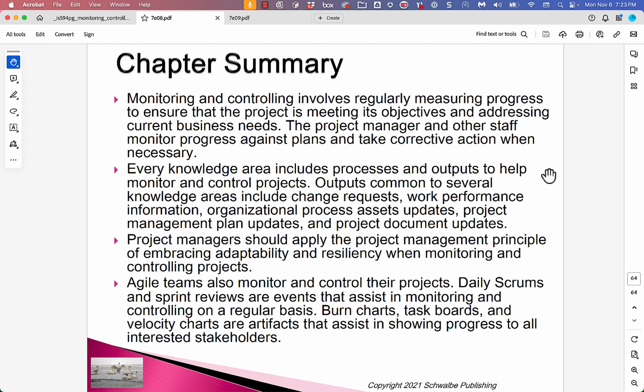And that's it. So we're at the chapter summary. So I'm going to leave you to read that on your own. That's it for chapter 8.